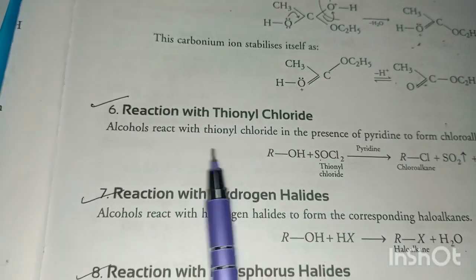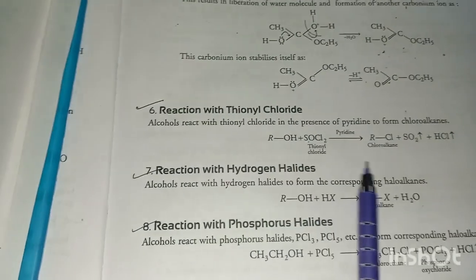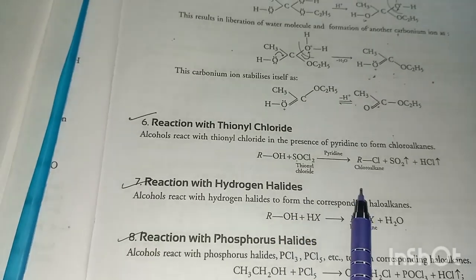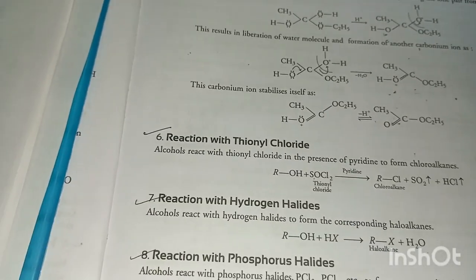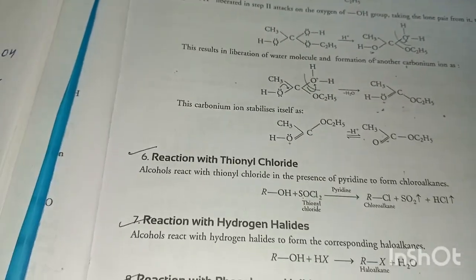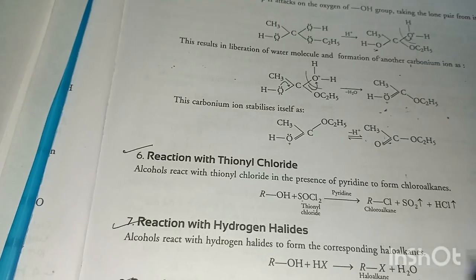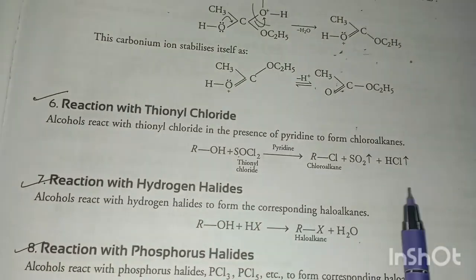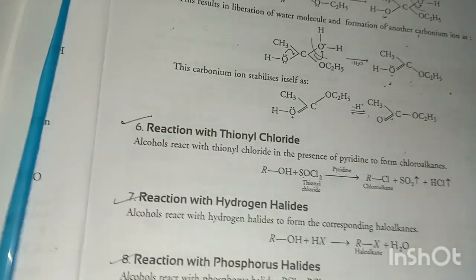Now the next chemical reaction is the reaction with thionyl chloride. You already know what thionyl chloride is, SOCl2, okay. Alcohol with thionyl chloride in the presence of pyridine, which acts as an electron donor in the mechanism. The mechanism will not be discussed here as it is not in your syllabus, okay. It gives RCl, that is chloroalkane, and sulfur dioxide and HCl are the byproducts, okay.